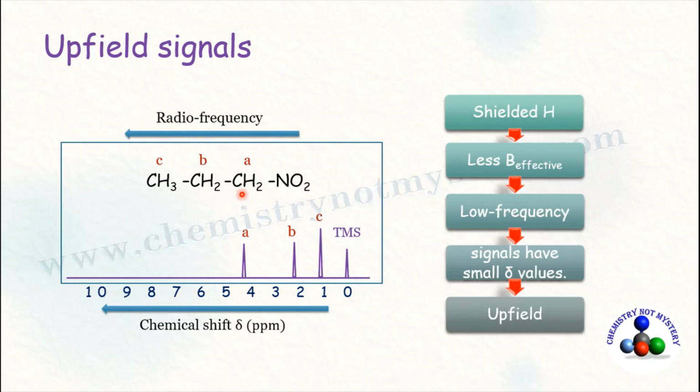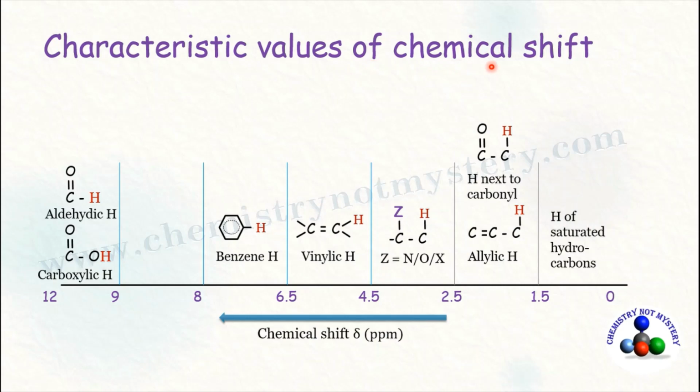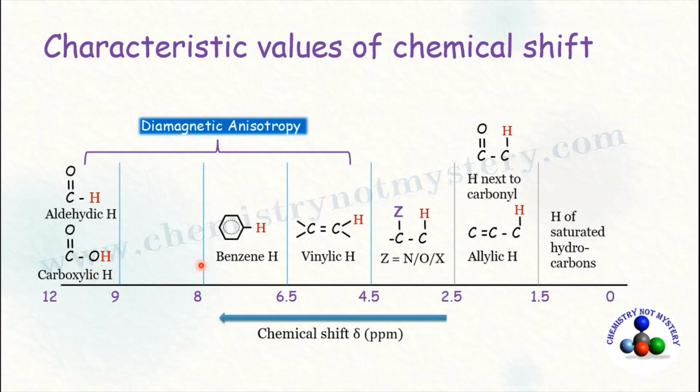Here are the characteristic chemical shift values of a few functional groups. When you closely observe the chemical shift for the corresponding functional groups, you will see that aldehyde, carboxylic acid, benzene and vinylic protons have exceptionally higher chemical shift values. It is due to diamagnetic anisotropy. We are going to discuss it later. For a methine proton, you will get a higher chemical shift as compared to methylene protons, and methyl protons will have the lowest chemical shift. Let's discuss it first, then we will discuss diamagnetic anisotropy.